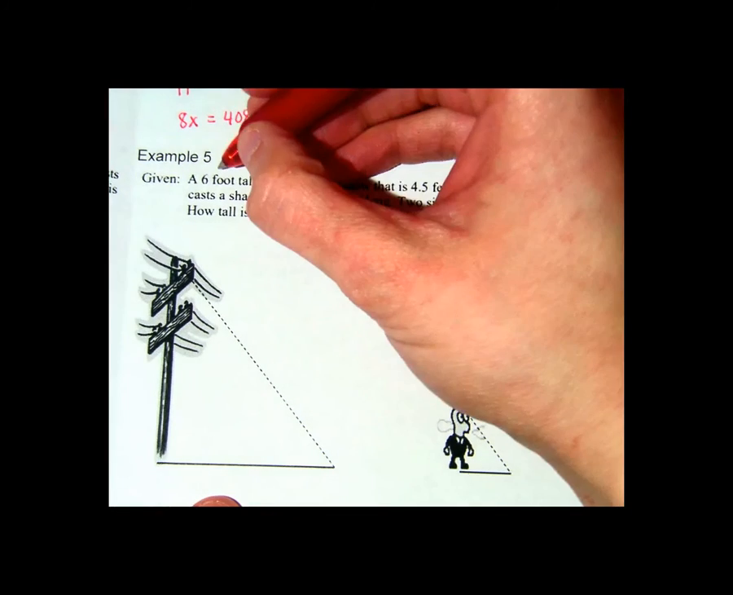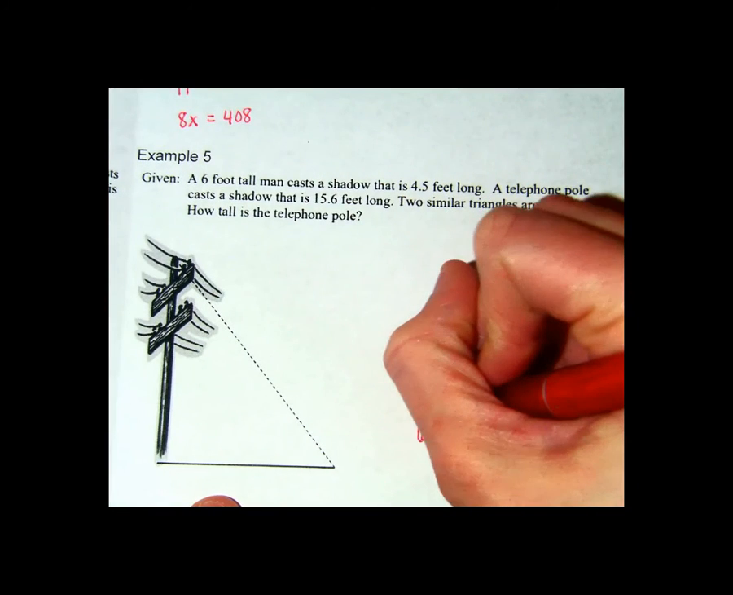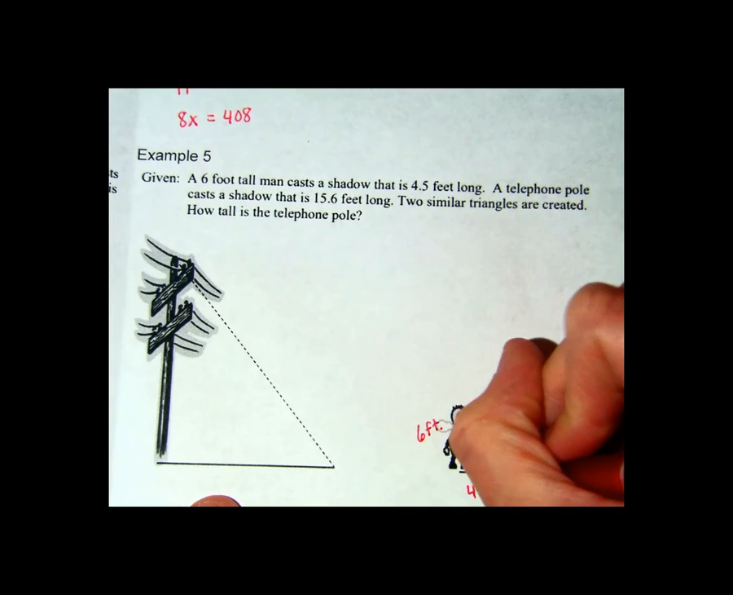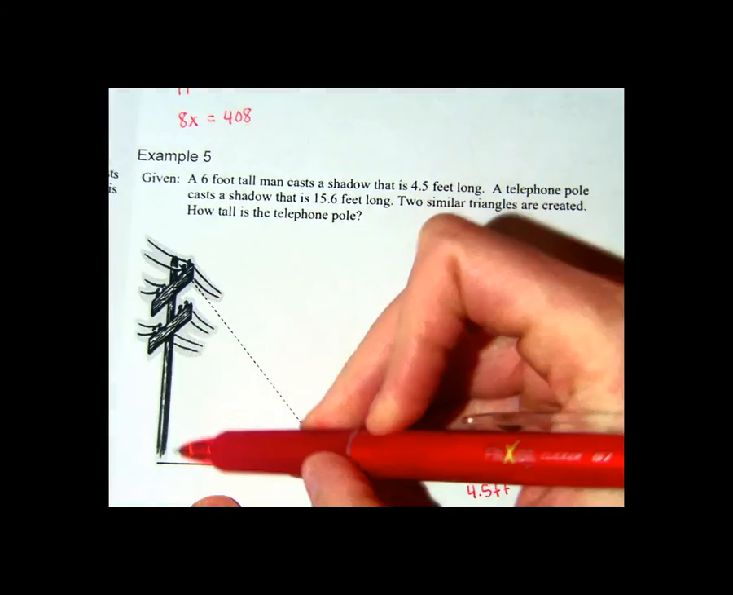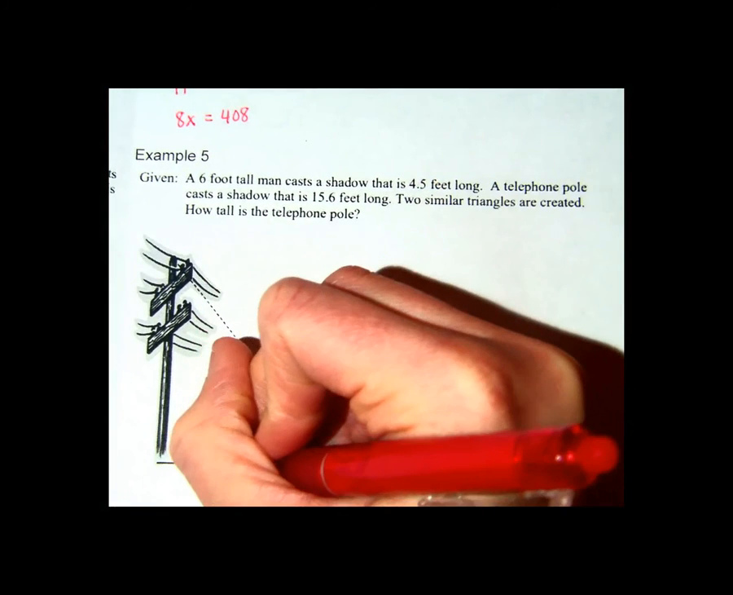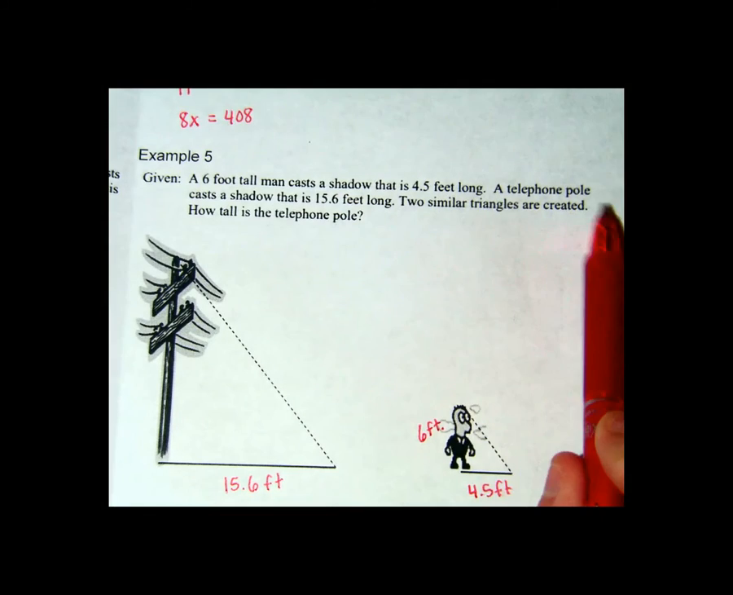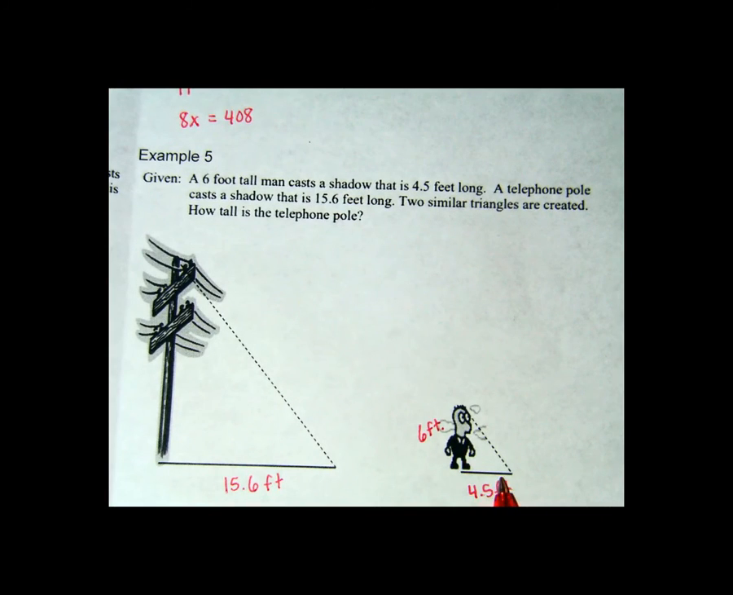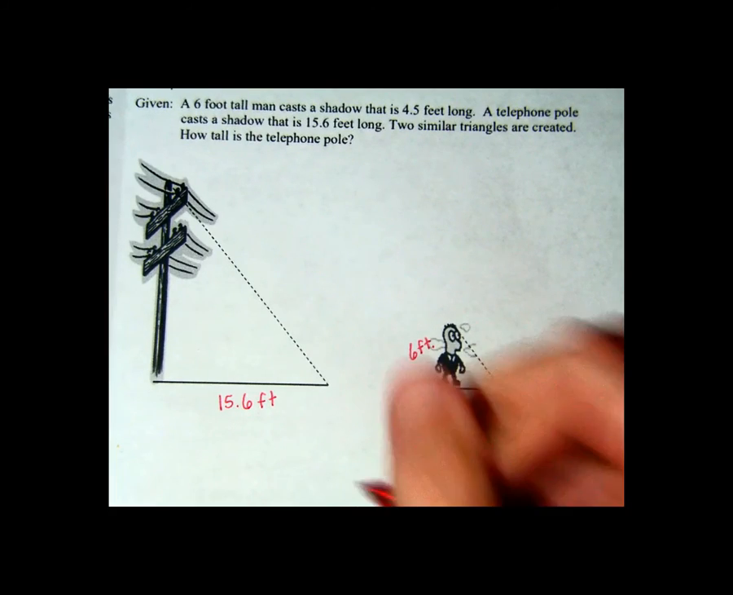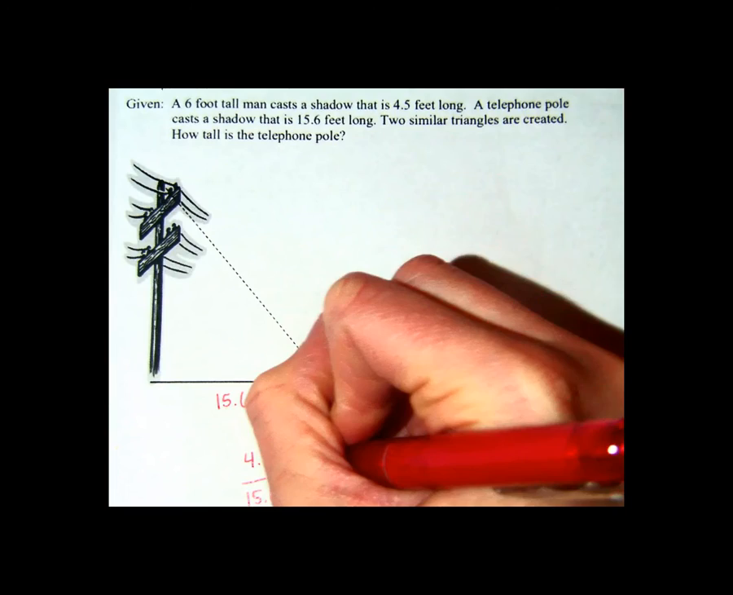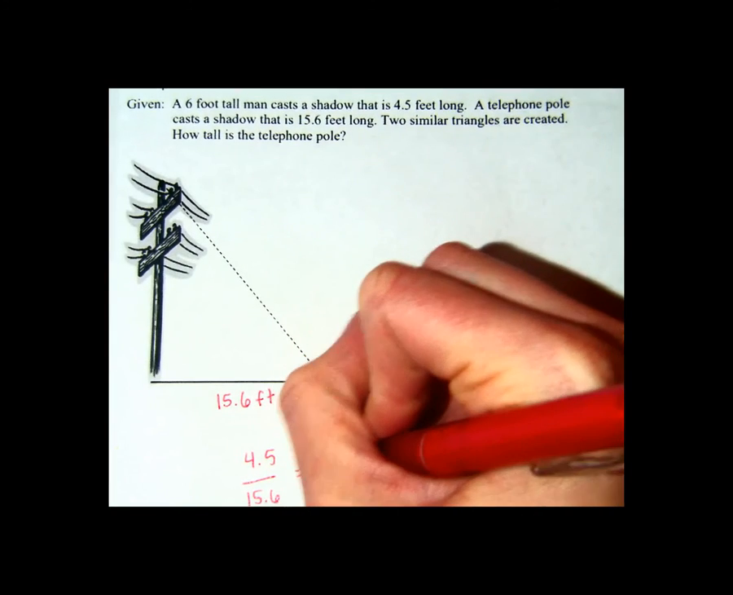Alright, a 6-foot tall man casts a 4.5-foot shadow. A telephone pole casts a 15.6-foot shadow. Two similar triangles are created. We can't do this if they're not similar triangles. How tall is the telephone pole? Exact same process. 4.5 over 15.6 equals 6 over x.